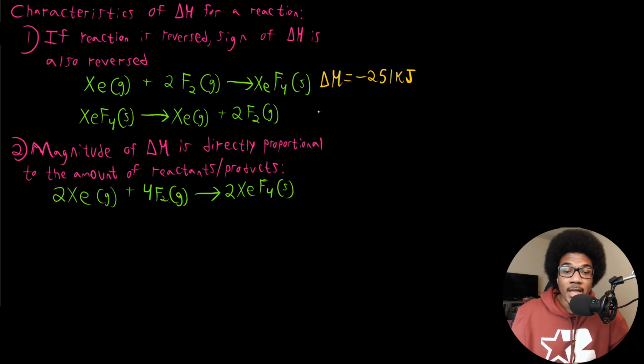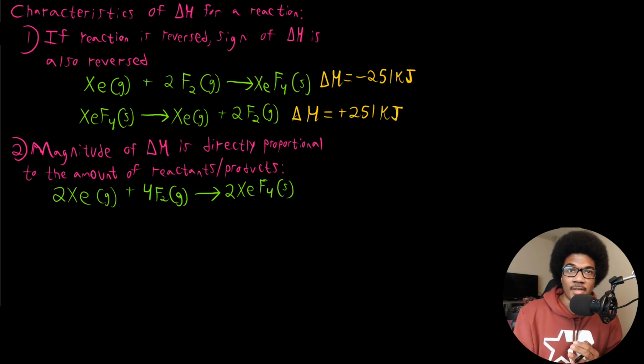and fluorine. If we look at that opposite process, it's going to have the same energy change associated with it. We're just going to flip the sign. So the enthalpy change associated with this process is going to be positive 251 kilojoules. So if you reverse the reaction, you reverse the sign. The formation of xenon tetrafluoride should have the same magnitude of energy change as the decomposition of xenon tetrafluoride. It's just the sign is going to change.